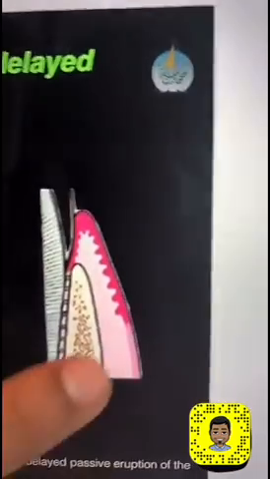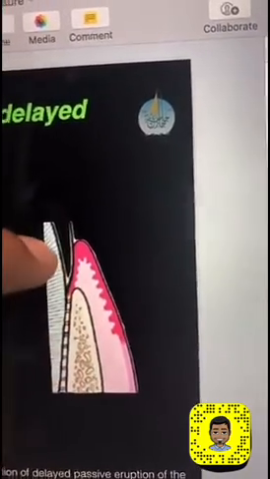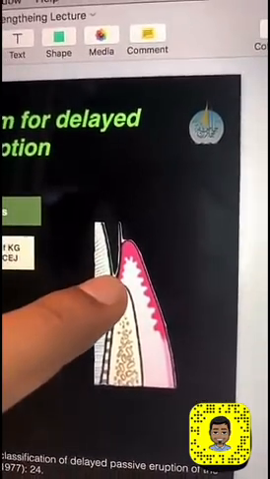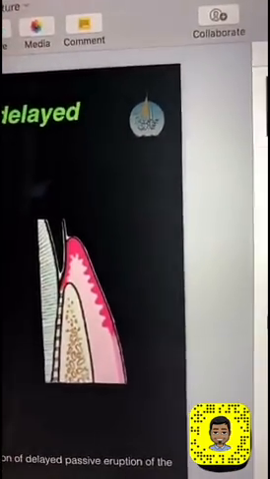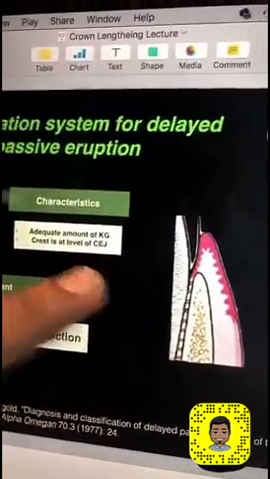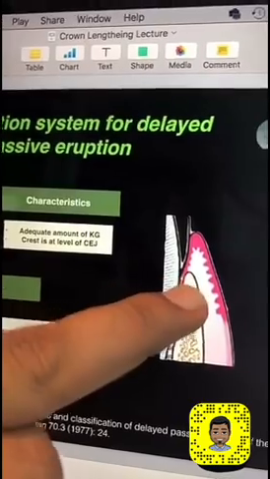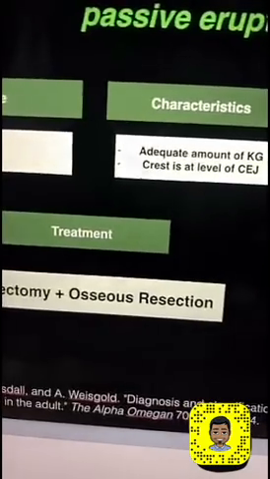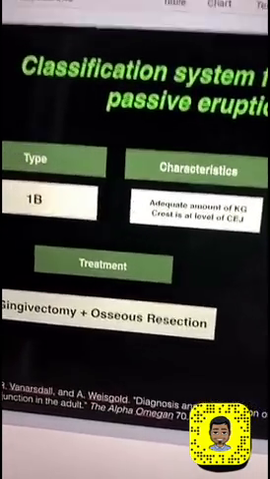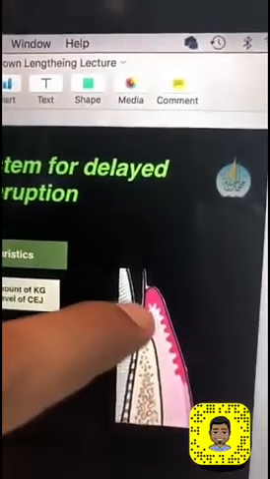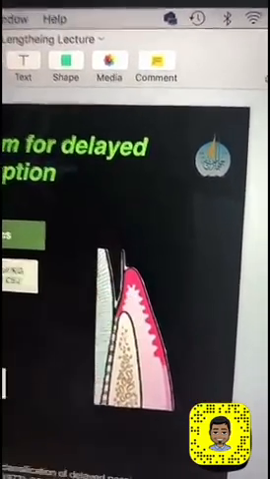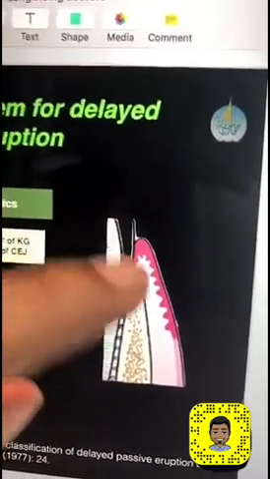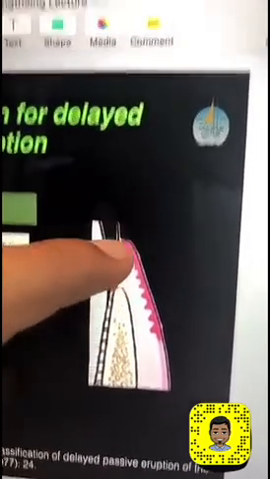What is 1B? 1B is you have a lot of keratinized gingiva, so you can shape the way your crown looks like. But the bone is very close. This distance is reduced. So this is classified as 1B. You have adequate keratinized gingiva, but the crest is at the level of the CEJ. You have to recreate the biologic width. So the best treatment approach here is a gingivectomy, and you have to open a flap and reduce the bone level. If you cut the tissue through a gingivectomy, the body wants to recreate that biological width. So you're going to have rebound in the tissue.